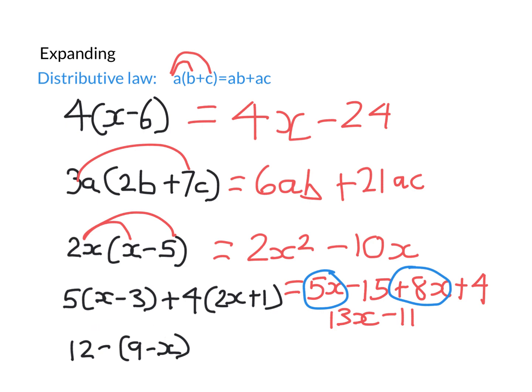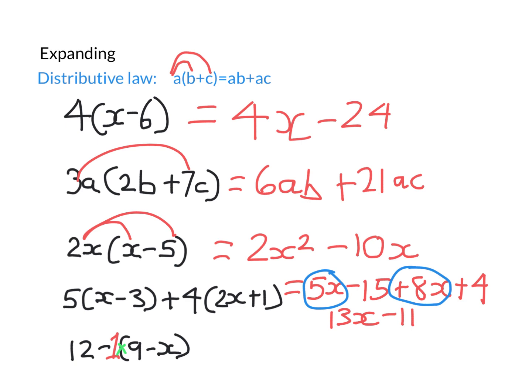Remember, if nothing is written, the coefficient is 1. This is 12 minus 1 times 9 minus x. So note here, we still have to follow the correct order of operations. We don't do minus first, we do times first. If no operation is written in algebra, it's a times.